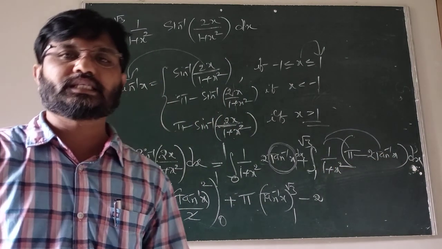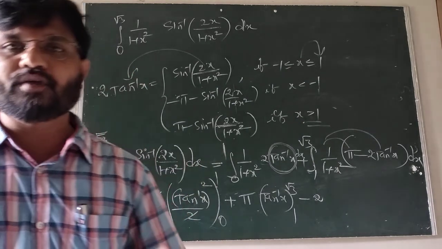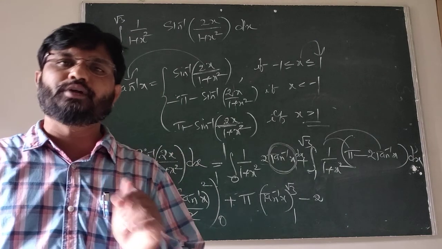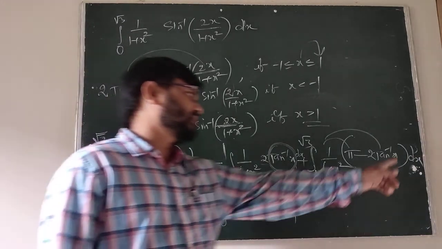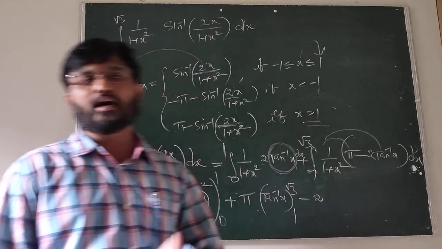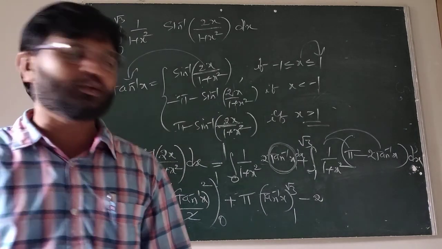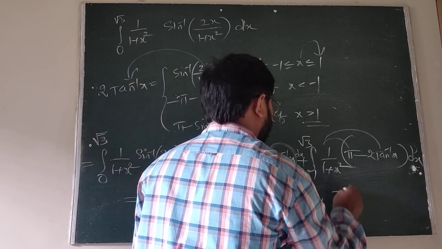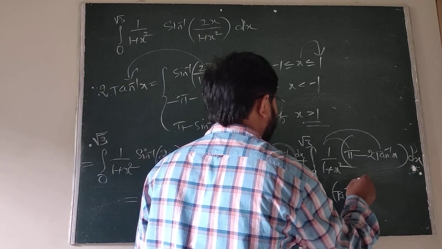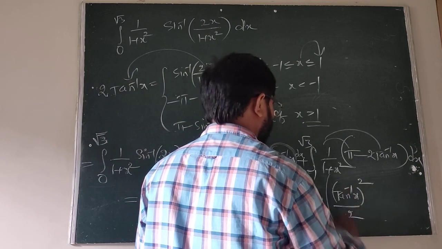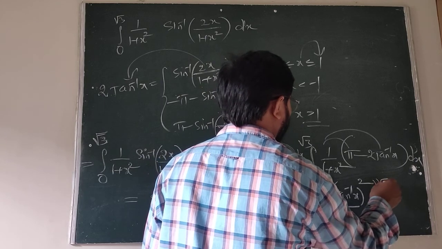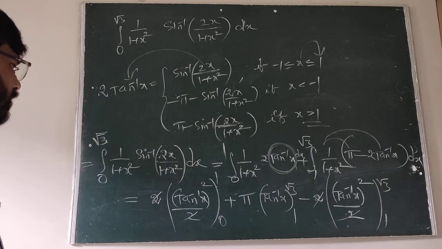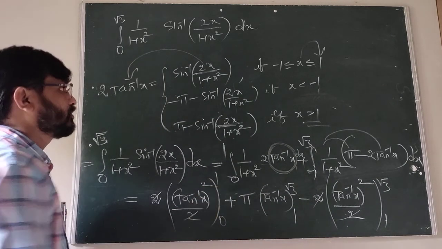Again, tan inverse x is t, the derivative of tan inverse x is 1 by 1 plus x square, and dx gives dt. Therefore this is t dt. The integral of t dt is t square by 2. Therefore t square is tan inverse of x whole square by 2, with the limits 1 to root 3. These are cancelled. Is it clear? Now we can substitute 1 or 0.